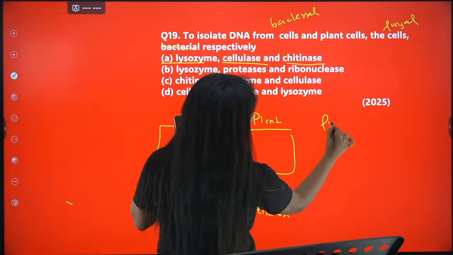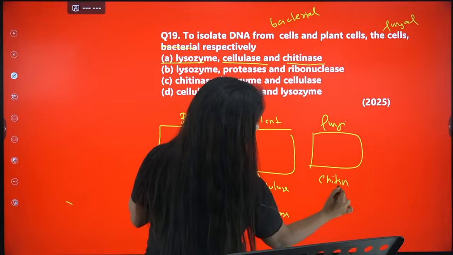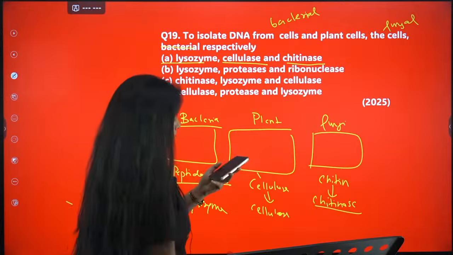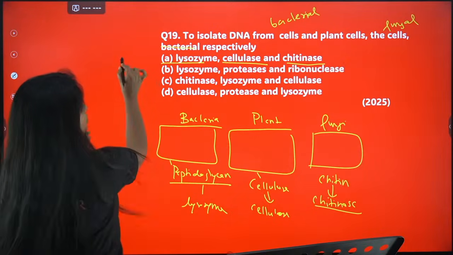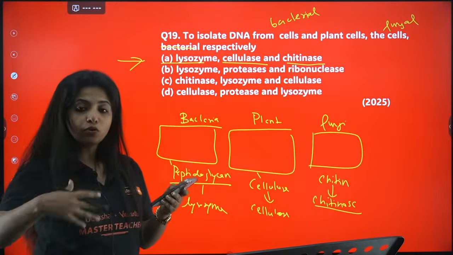The third category is fungi. In the case of fungi, the cell wall is made up of what? Chitin. And the enzyme that you need is what? Chitinase. So your answer for this question, as said by Mansi, is A. This is an important question. Please make sure you know these terms. It's super, super important.